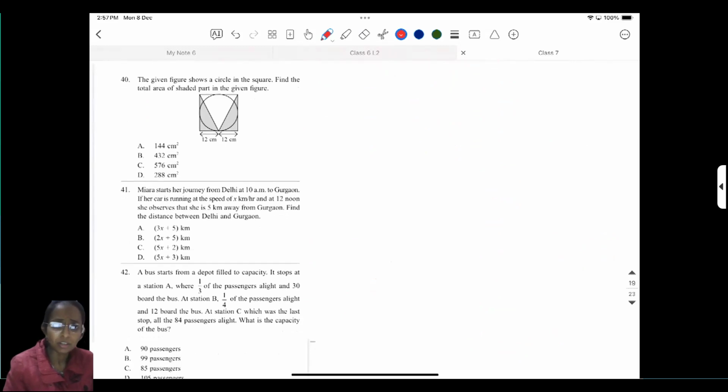Now the next one. The given figure shows a circle in a square. Find the total area of the shaded part.